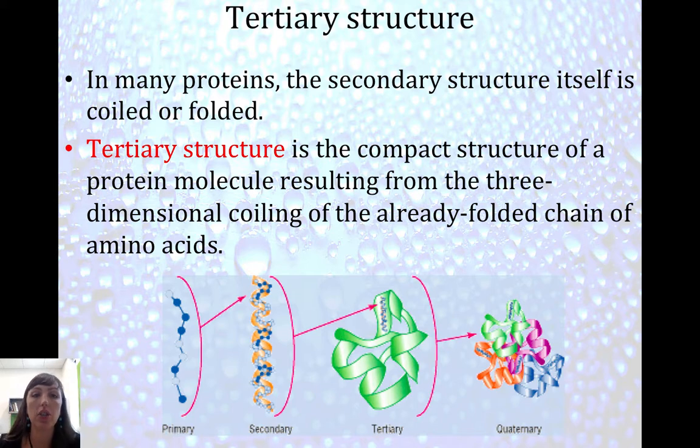Okay, tertiary structure. So in many proteins, the secondary structure itself is then coiled or folded. So tertiary structure is the compact structure of a protein molecule, resulting from the three-dimensional coiling of the already folded chain of amino acids. So remember, we have the primary chain, which is just what amino acids are there and what sequence they're in. And then we have the secondary, which is either the coiling or the pleating of those, depending on the R groups and where hydrogen bonds are formed. And then they're already coiled, and then again they're folding. Okay, and so that secondary folding is called tertiary structure.